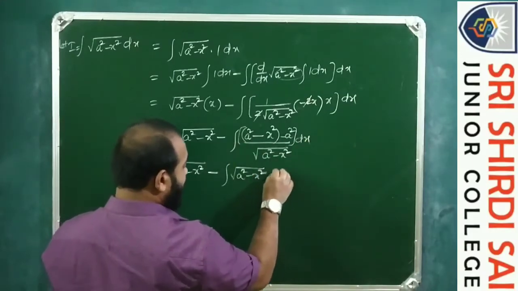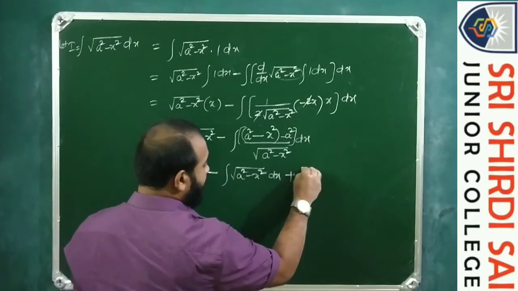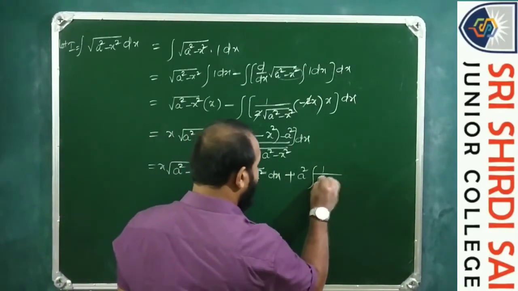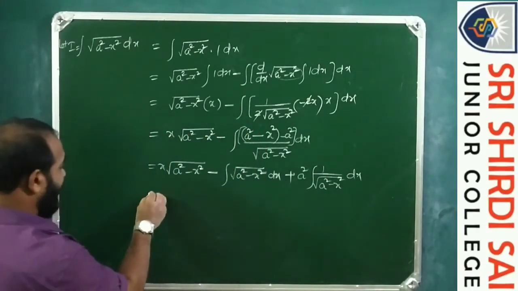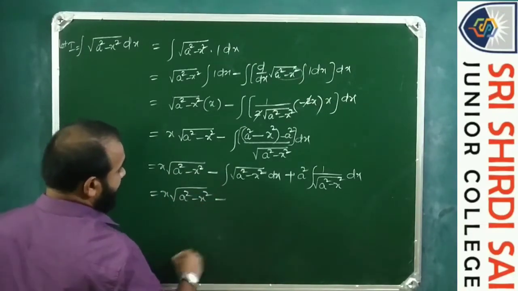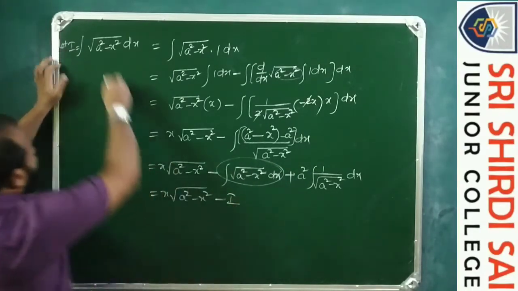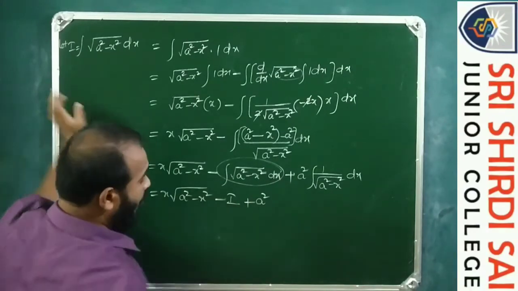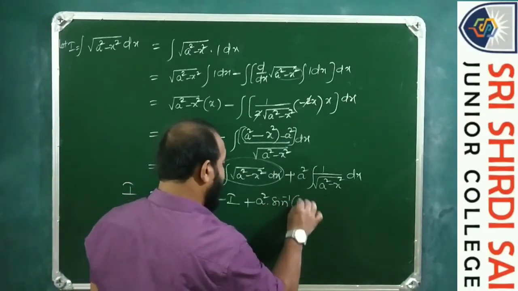So integral dx, minus into minus is plus. The a square being constant, separate it from the process of integration. So this is 1 by root of a square minus x square dx. So this is equal to x root of a square minus x square minus this we have treated to be I, and this is I, and this is plus a square. We know integral 1 by root of a square minus x square is sine inverse x by a.